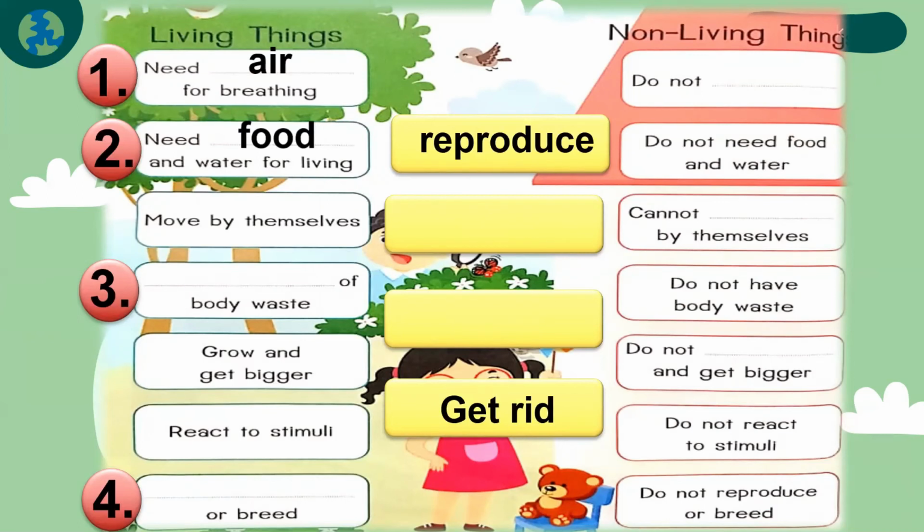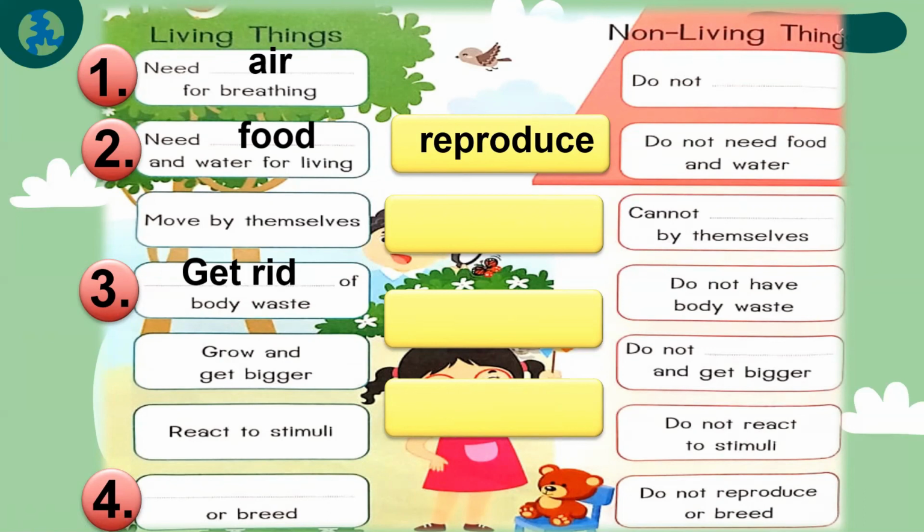So let's move on to number 3. You are only left with 2 choices right here, so you will just choose your answers from these 2 choices. For number 3, it says blank of body waste. Is it reproduce of body waste or get rid of body waste? If your answer is get rid, then you got it right.